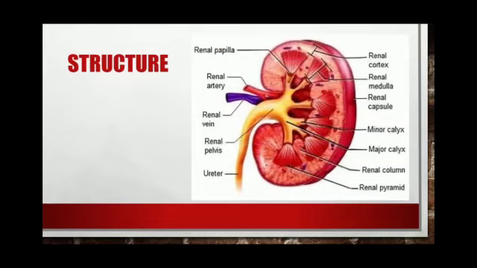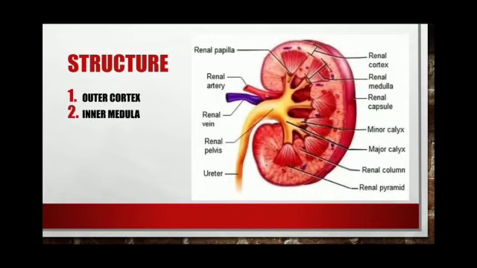When we look at the structure of a kidney, towards the center, the inner concave surface of the kidney has a notch called the hilum, through which the ureter, blood vessels, and the nerve enter the kidney. Inner to the hilum is a broad funnel-shaped space called the renal pelvis, with projections called calyces.